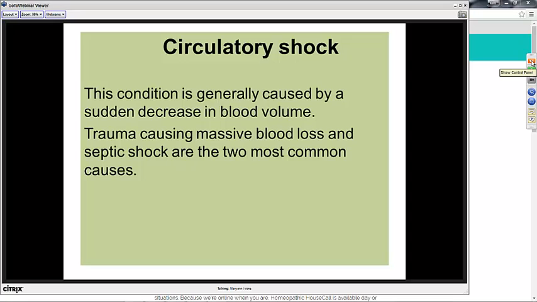Septic shock is less common. It is a sudden failure. This is not something that you're going to see very often. And if you suspect it at all, this is the time to call 911.